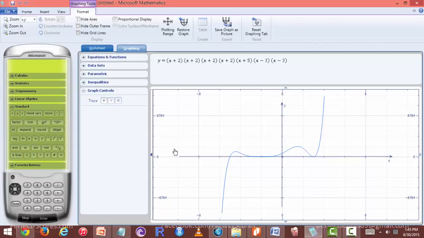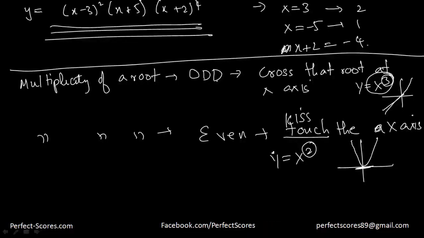So if you see, what I've done is I've actually plotted this graph y is equal to (x plus 2) raised to the power 4, (x plus 5) and (x minus 3) raised to the power 2. The multiplicity of x equal to 3 is 2. So that means it's just going to touch the x-axis, which you can actually see right here. And the multiplicity of x equal to negative 5 is 1, which is odd. That means it's going to cut the x-axis at that point. And the multiplicity of x equal to negative 2 is even. That means it's going to touch the x-axis at that point. So as you can clearly see here, our observation was completely right.